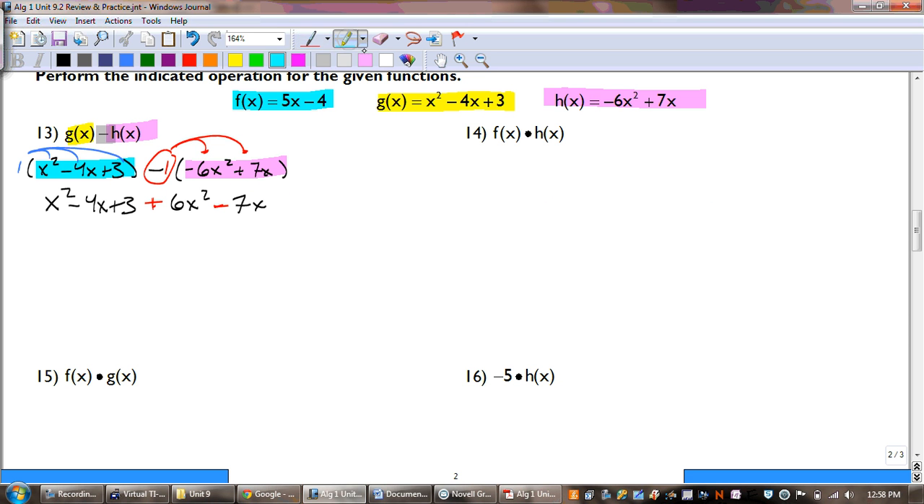So now we just start by combining our like terms. We have x squared plus 6x squared, which gives us 7x squared. Negative 4x minus 7x gives us negative 11x. And then the 3 is all by itself, so we're left with plus 3.